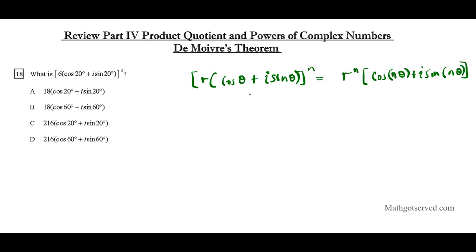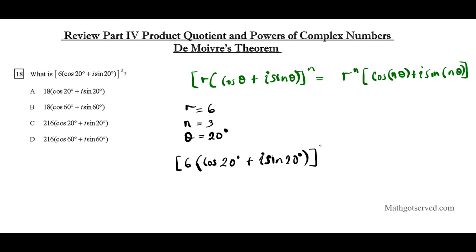All right, so let's apply this formula to this situation. You can clearly see that r is 6, n is 3, and the angle theta is 20 degrees. So we have 6 cosine 20 degrees plus i sine 20 degrees, because that's the value of theta. We're raising that to the third power.